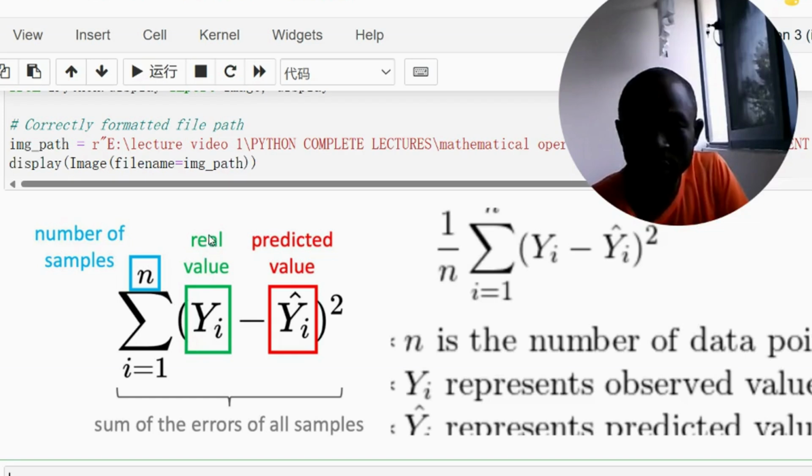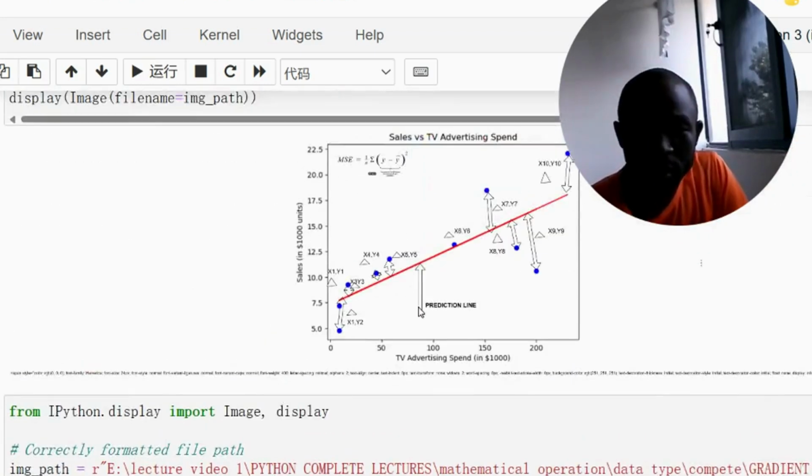Now this is the real value. This is the predicted value. The predicted value is the red line. The real value is at the point of the blue line. So we intended to predict this red line, but we predicted at the point of this.